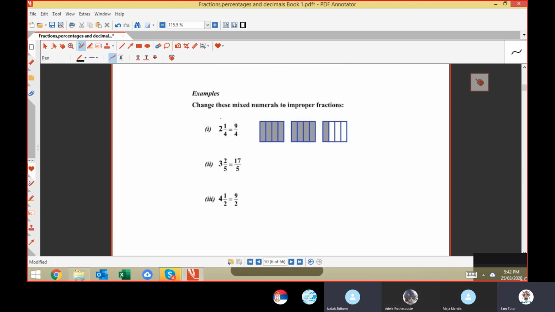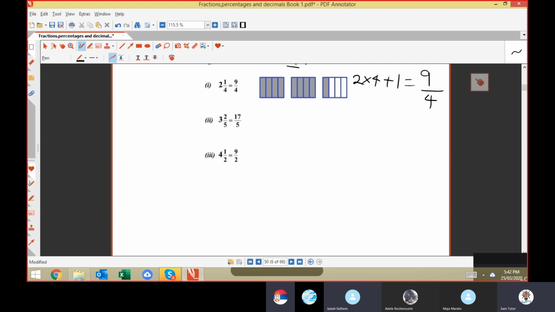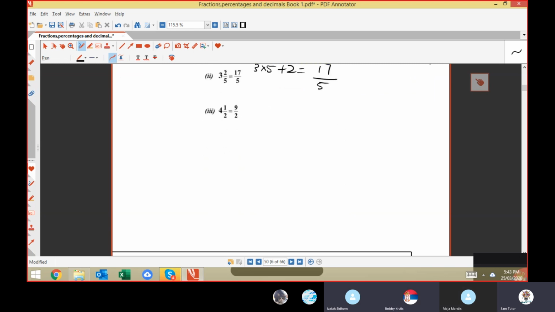Now, very easy. How do we convert from a mixed numeral to an improper? You times 4 by 2 plus 1. That's it. 2 times 4, 8. 8 plus 1, 9 over. The denominator never changes. So let's go again. This one here. You do 3 times 5, plus the top, becomes 17. 15 over. The denominator never changes. 5. And again, 4 times 2, 8 plus 1, 9 over 2.